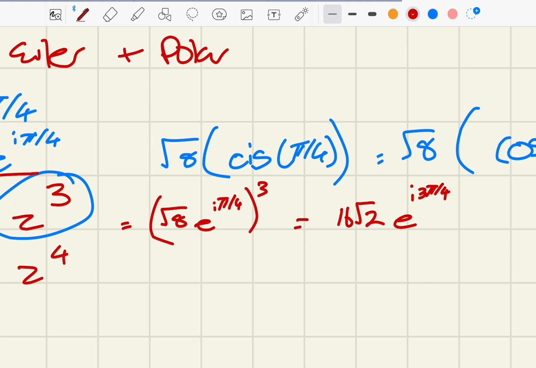Same thing to the power 4. If you do it, you will get, check it's right, 64 e to the i pi.